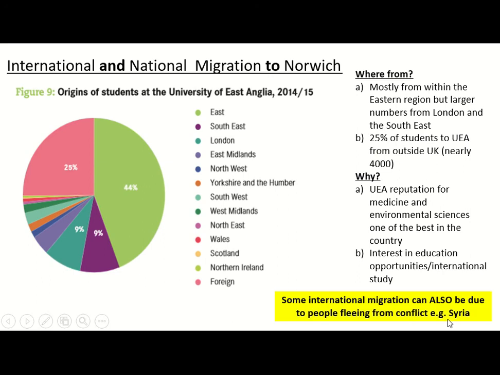One type of migration that we don't actually mention with regards to Norwich, because Norwich hasn't seen a huge number of people arriving from places like Syria, but it's worthwhile me noting it, is because of conflict, asylum seekers. So often international migration can be associated with people fleeing conflict or natural disasters in their countries of origin. So it's just worth noting that that's something which can be a reason for people migrating internationally, which Norwich doesn't really demonstrate, so I wanted to mention it anyway.